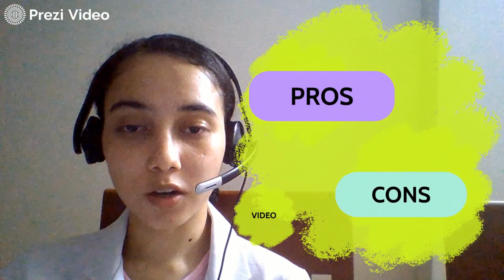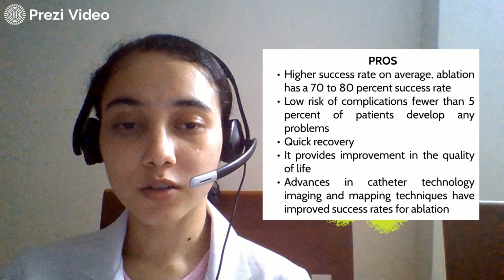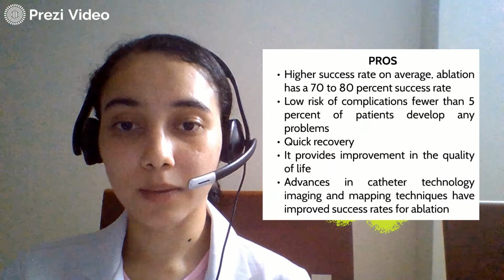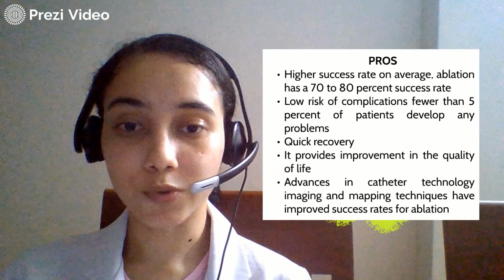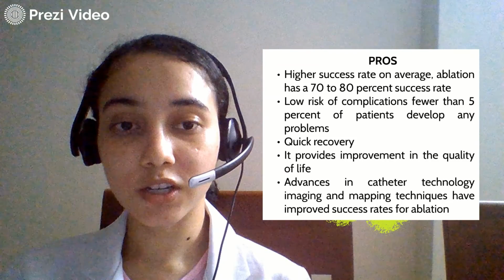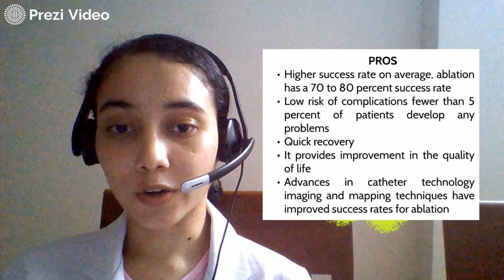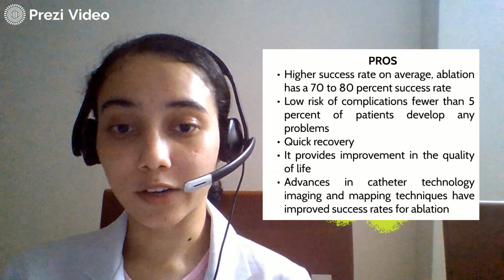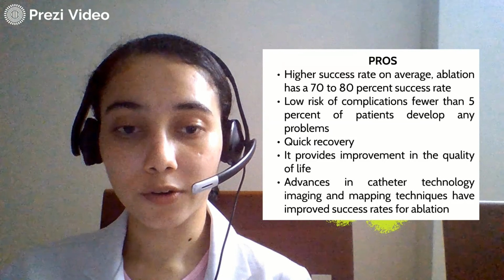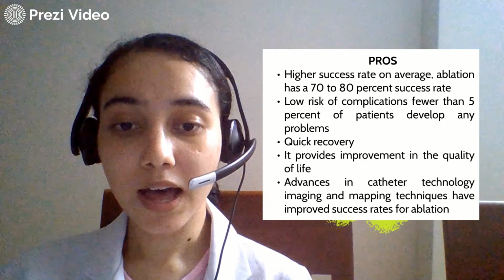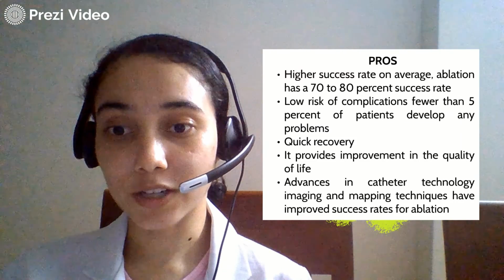Now we have pros and cons. In the case of pros, higher success rate on average. Ablation has a 70 to 80% success rate, low risk of complications, fewer than 5% of patients develop any problems. Quick recovery. It provides improvement in the quality of life. Advances in catheter technology, imaging, and mapping techniques have improved success rates for ablation.